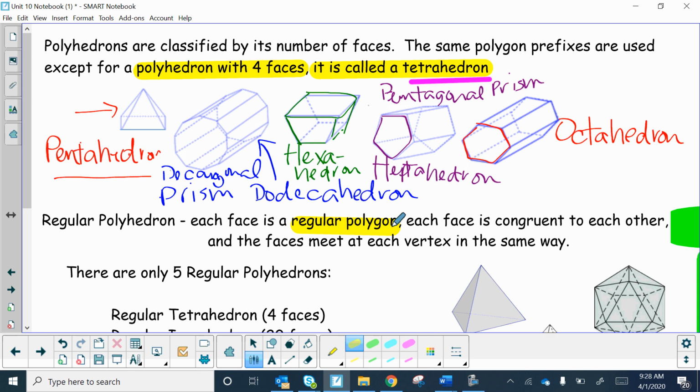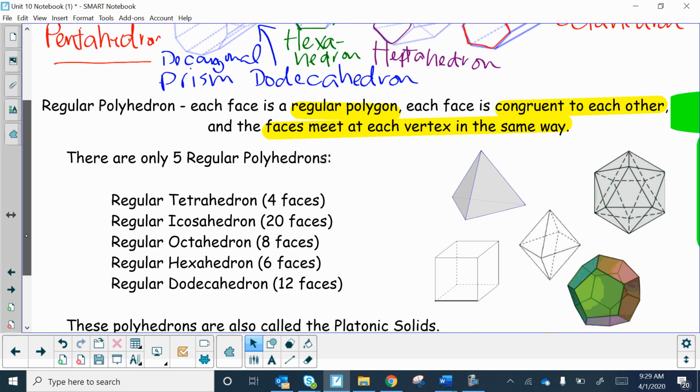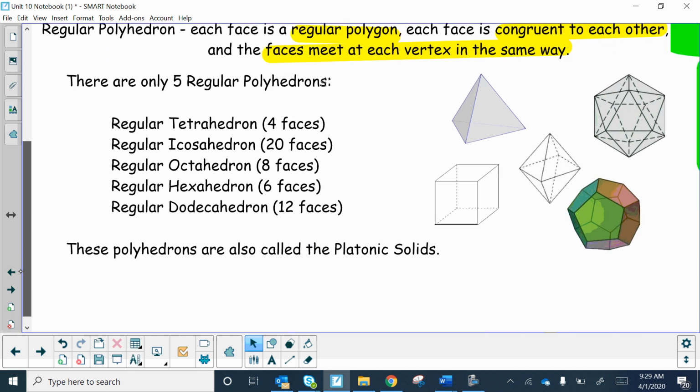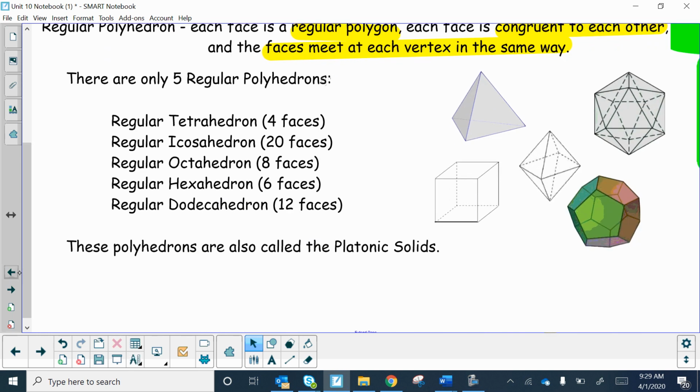And then it says each face is going to be congruent to each other. So that's another thing that has to happen. So all these regular polygons have to be congruent. And then it says the faces need to meet at each vertex the same way all around the figure. So there's only a few that I want to talk about. I'm sure there's more out there, but we're just going to focus on 5 regular polyhedrons.